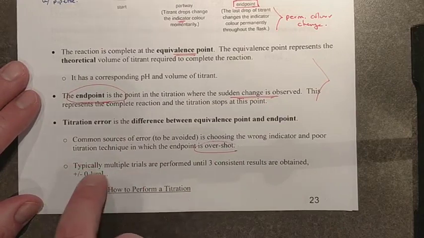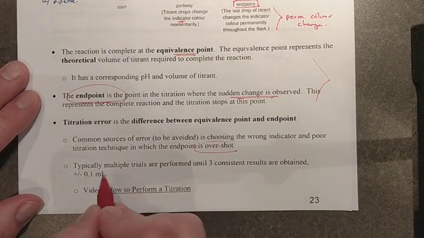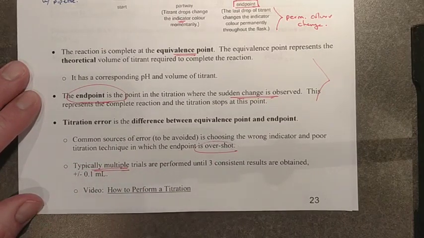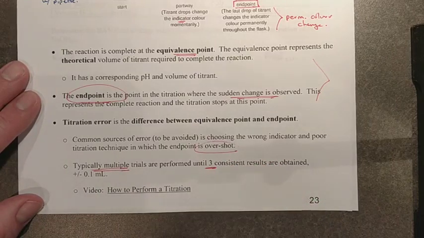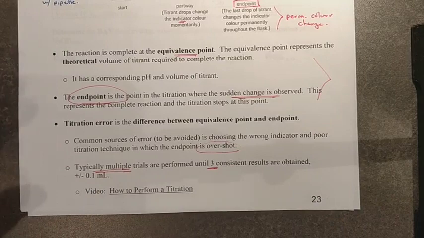All right. So what we'll do to minimize this is we will typically do multiple trials. And what we do is we say when you get 3 consistent results that are no more different than plus or minus 0.1 mL, you now have a successful titration. Because we're not in lab doing this and we're not getting a chance to work with this, it's a little bit tough to do titrations in a vacuum or just theoretically here.